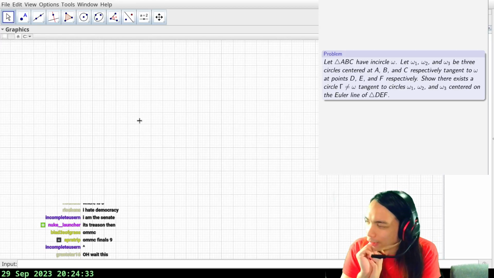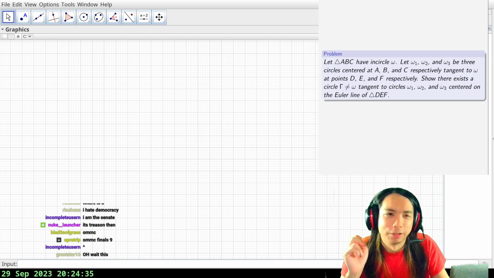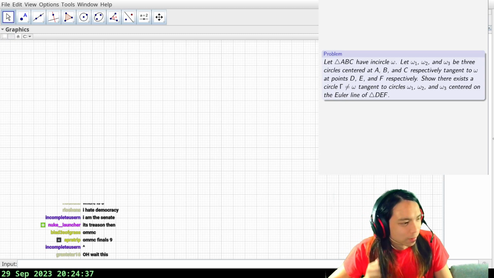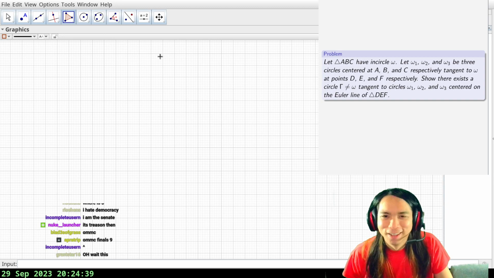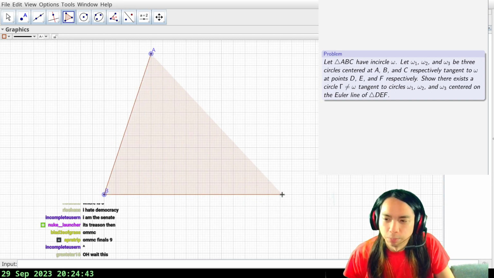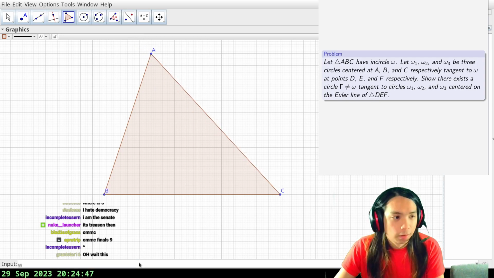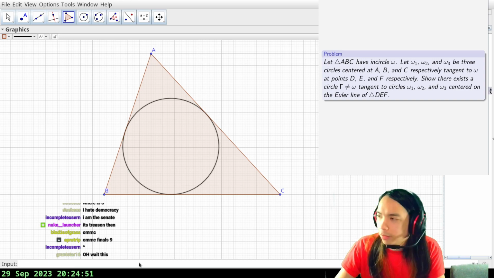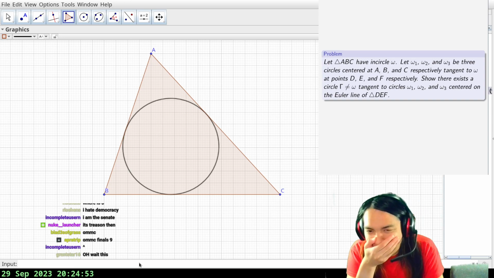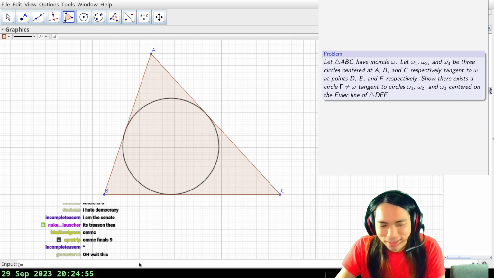We have a lot of tangency. This apparently is from OMMC, but I don't know what that means. Anyways, okay, you have a triangle. Boom, boom, boom. You'll draw an incircle, and then okay, this is going to be, so there's four.